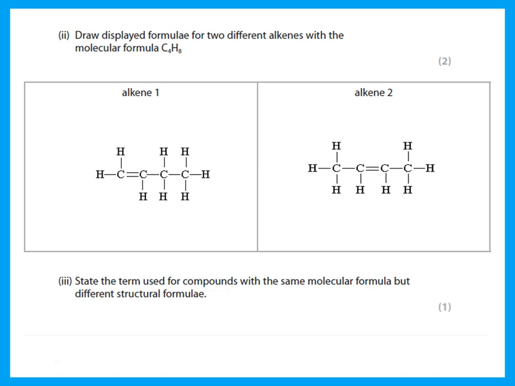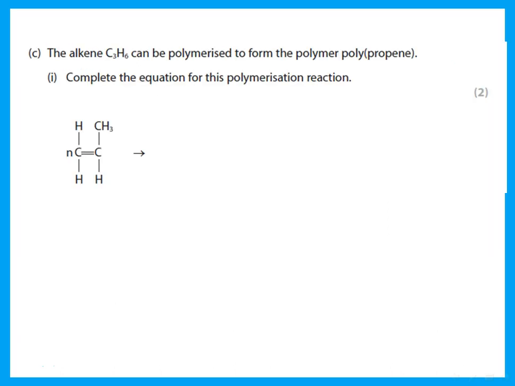And remember again, each carbon cannot have more than 4 bonds. So the carbons that have the double bond will have one hydrogen less than the others because it already has a double bond with the neighboring carbon. State the term used for compounds with same molecular formula but different structures. We said this is isomers. So these two that we just drew are isomers of butene.